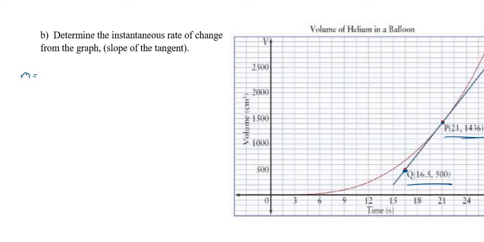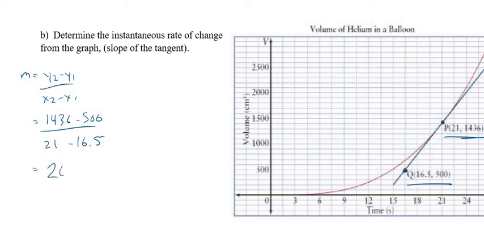So that's going to be y2 minus y1 over x2 minus x1, which is going to be 1,436 minus 500 over 21 minus 16.5. That's going to be 208 centimeters cubed per second.